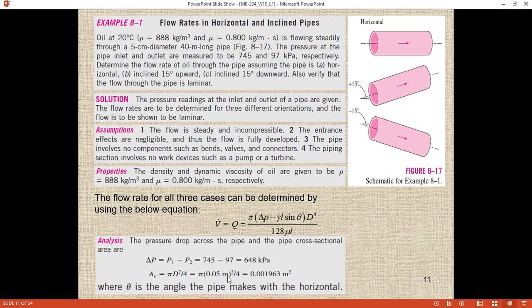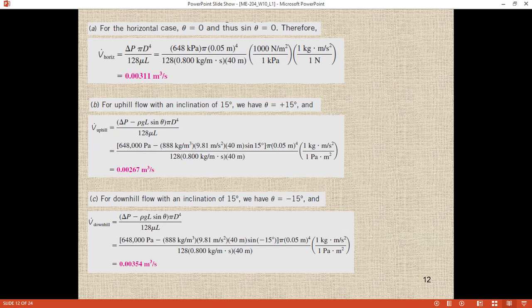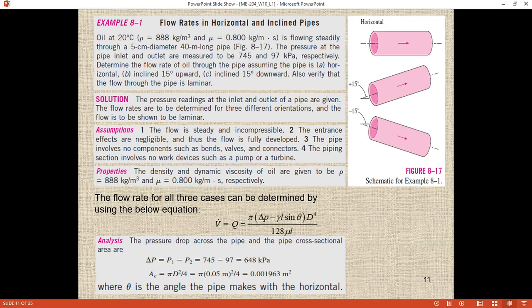So now here theta is given, the angle the pipe makes with the horizontal axis.